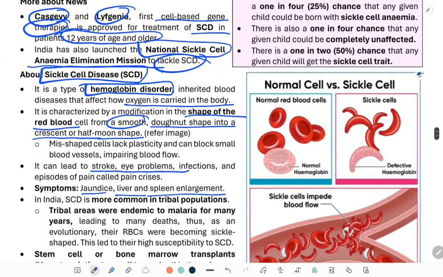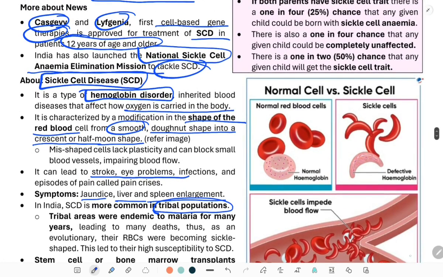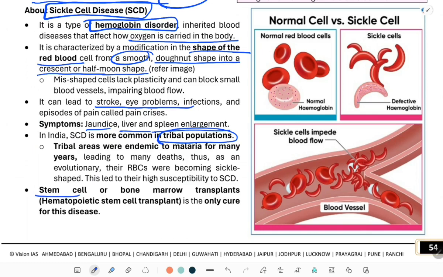In India, SCD is more common in the tribal population. Stem cell or bone marrow transplant is the only cure for this disease.